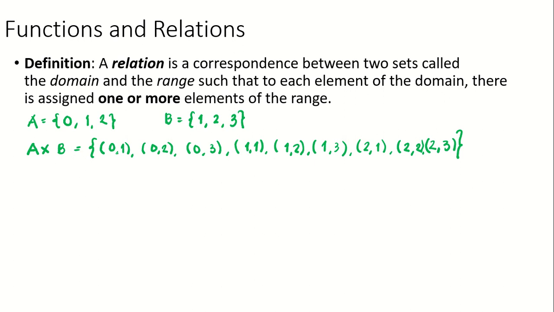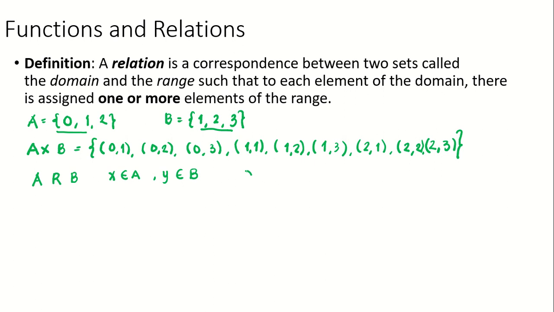So we define now our domain as the first value. So our domain would be 0, 1, and 2. These are our domain, our A. And our B would be the range 1, 2, and 3. Let's define a relation such that A is related to B, where x is an element of A and y is an element of B.